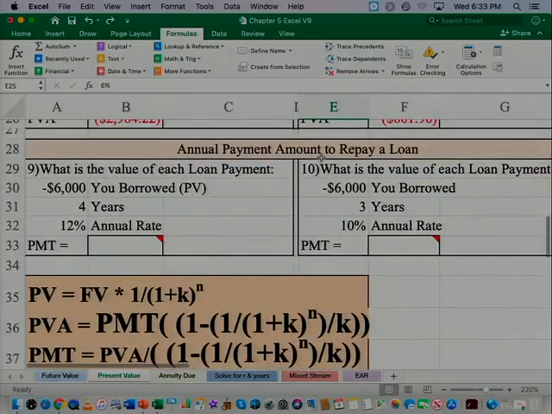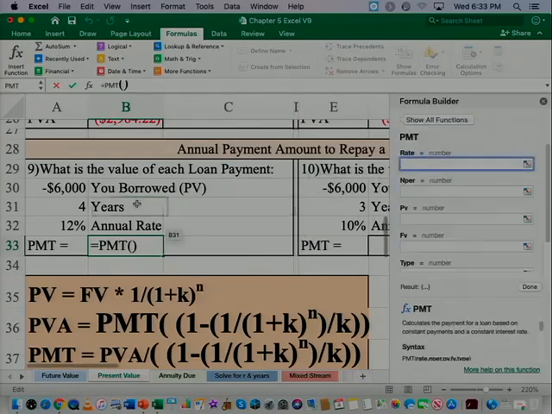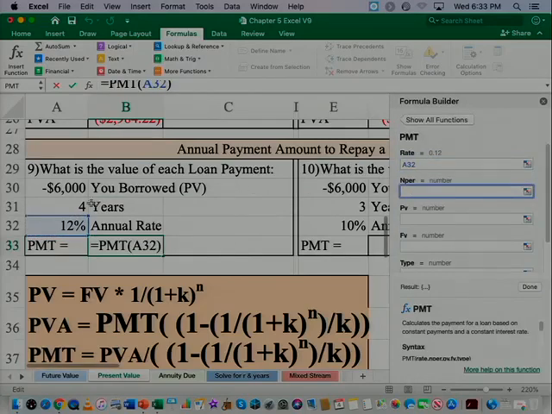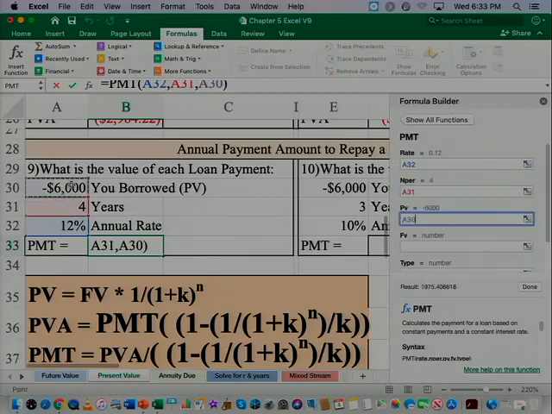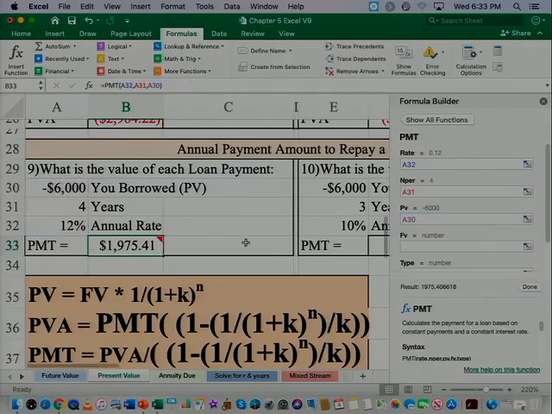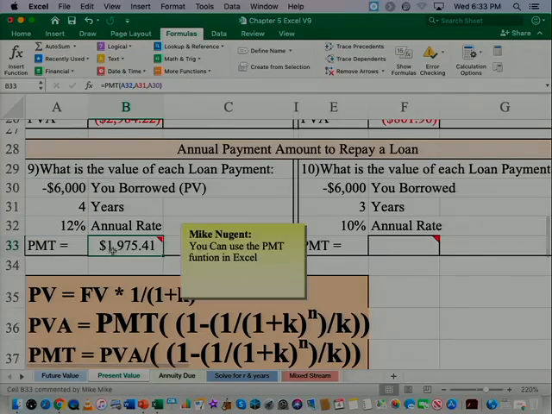Moving on to annuity payments to repay a loan. So we're going to do a loan problem. You borrowed $6,000 today. That's why it's the present value, because it's today's value. You borrowed $6,000 maybe to buy a used car, and you have 4 years to pay it back at an annual rate of 12%, making payments once a year. So again, we're going to use the PMT function: rate, N per, and then present value. Present value is negative because it's money you're borrowing. That would make the annual payments $1975.